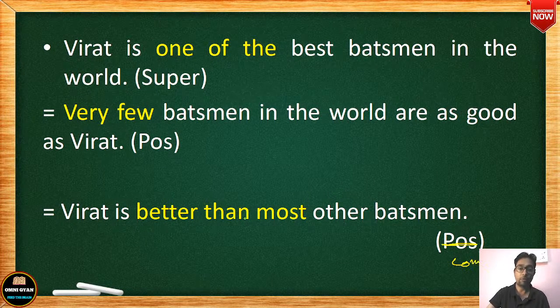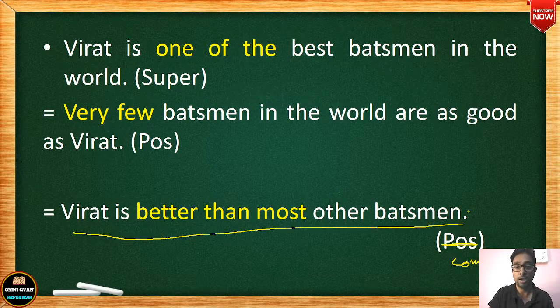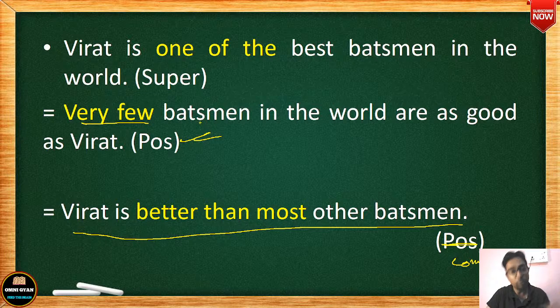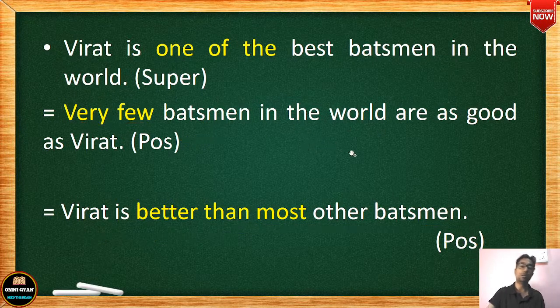Ulta matlab, say for example your question is like that, Virat is better than most other batsmen, and you are asked in the question that change it into superlative. Then you will write Virat is one of the best batsmen in the world. If you are asked to change the sentence into positive degree, then you can write very few or few batsmen in the world are as good as Virat. Okay, so this is your degrees of comparison.